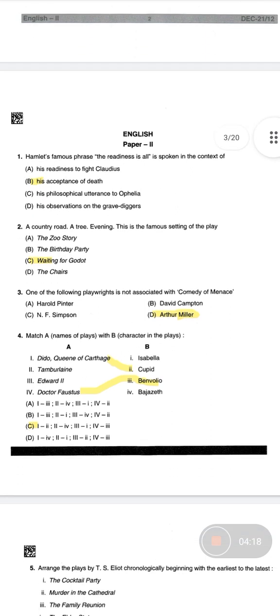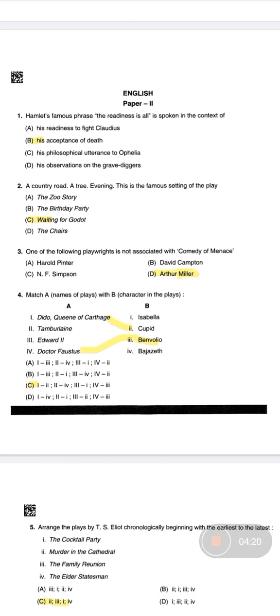Next, our third question is: which of the following playwrights is not associated with comedy of menace? If we see the options, Harold Pinter is known for the comedy of menace, so it cannot be the right answer. Our right answer is Arthur Miller. And Arthur Miller is an American playwright.